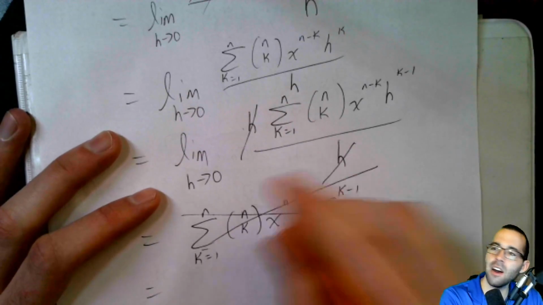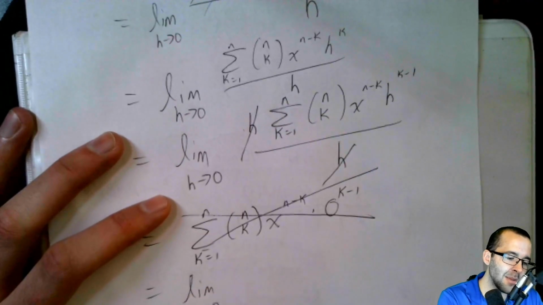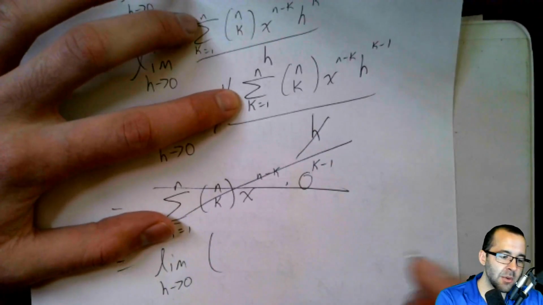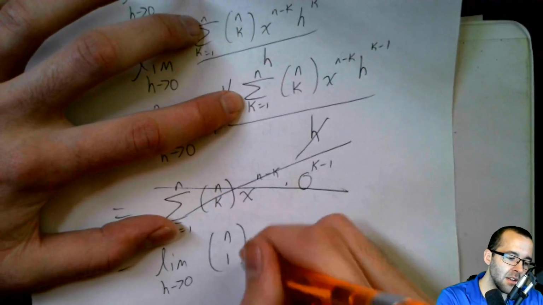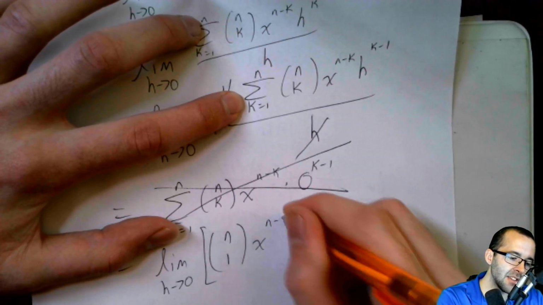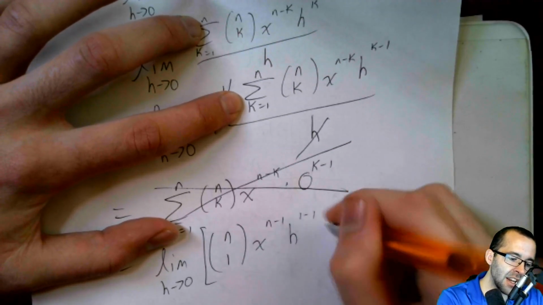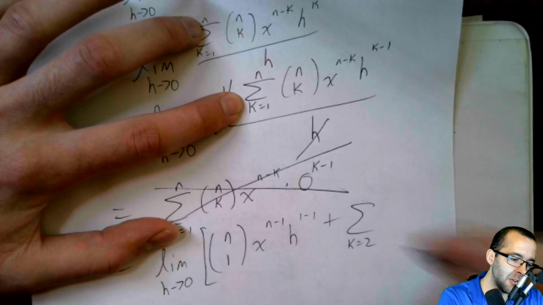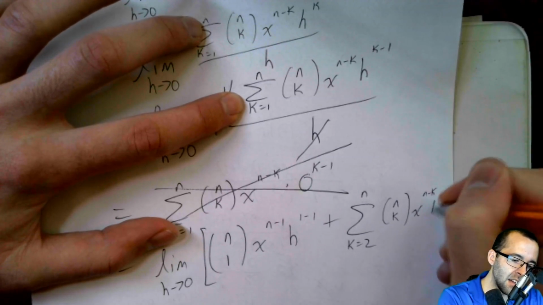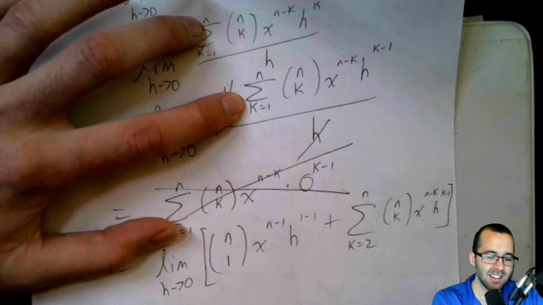Let's take out another term. Let's take out the first term of the summation. And the first term of the summation is when k equals 1. So let's take that out. When k equals 1, we have n choose 1. N choose 1 times x to the n minus 1. Oh, this is looking familiar. Times h to the 1 minus 1. And then again, we have all the other ones. Sum from k equals 2 now, because we took out the first one, to n of n choose k, x to the n minus k, h to the k minus 1. There we go. This is good.